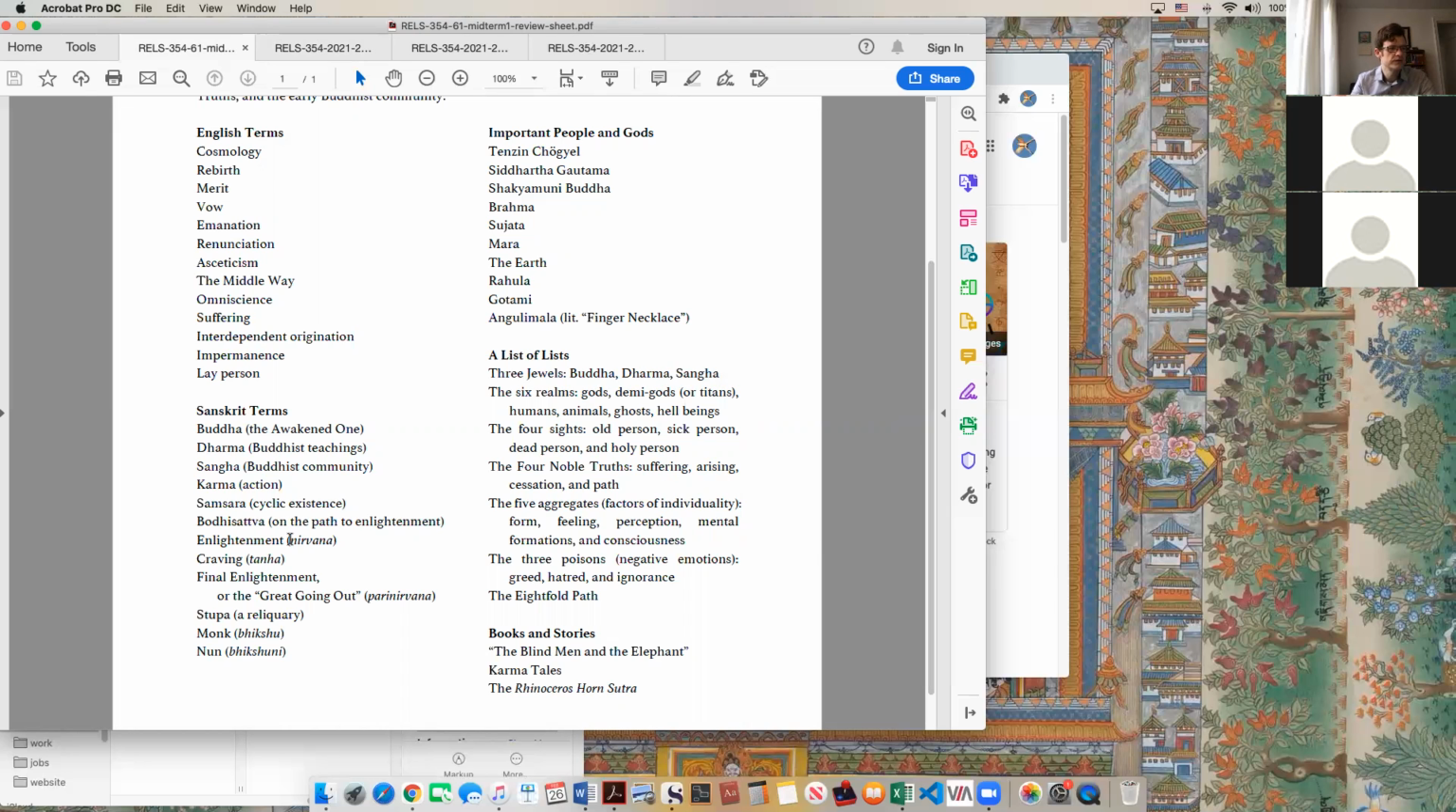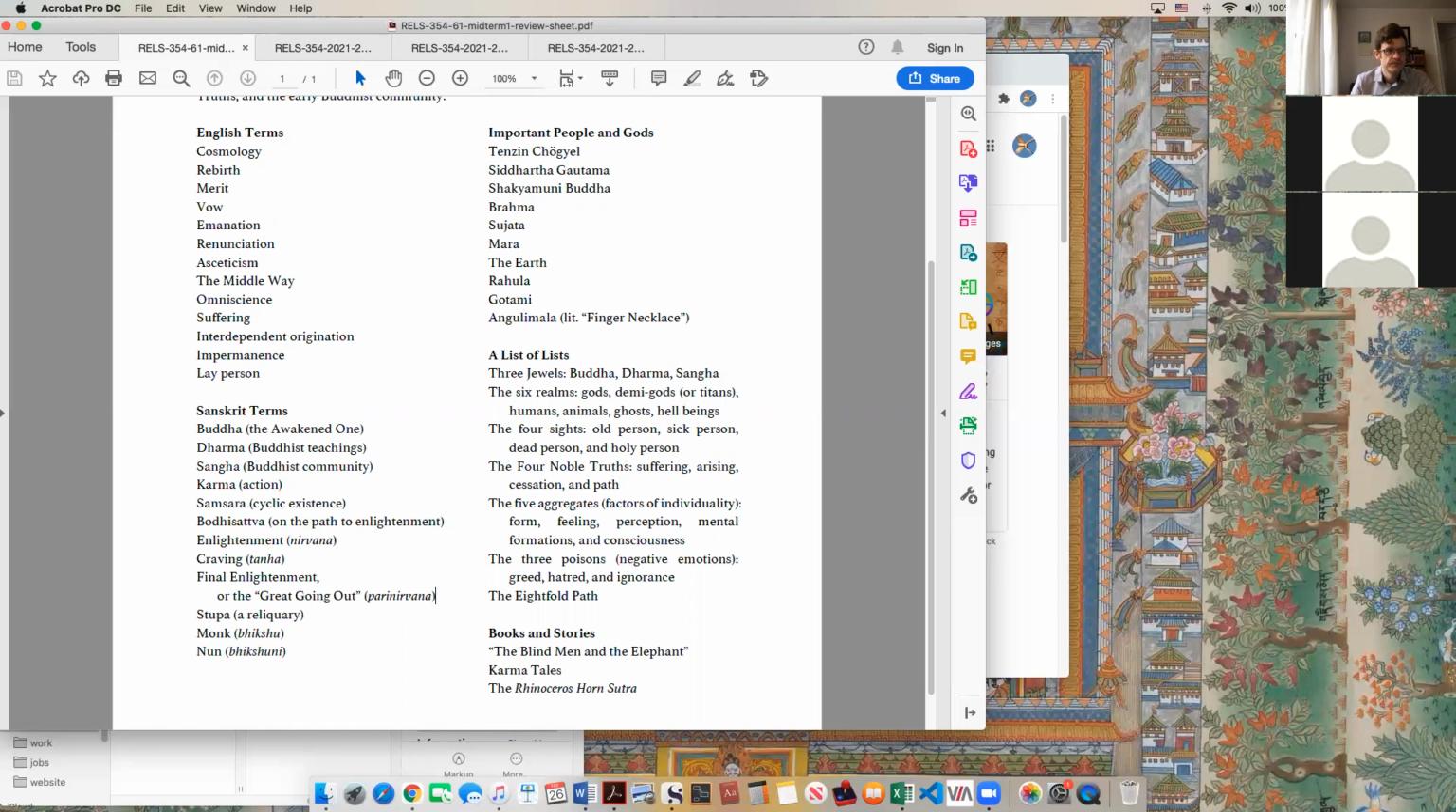Yeah, so there are two words, right? We've got enlightenment, and then we've got the final enlightenment. And as you can see, they both have the word nirvana, right? One is just nirvana, which is the regular enlightenment, and then the other one is parinirvana. So what's the difference between those? Patrick, do you know? Not really.